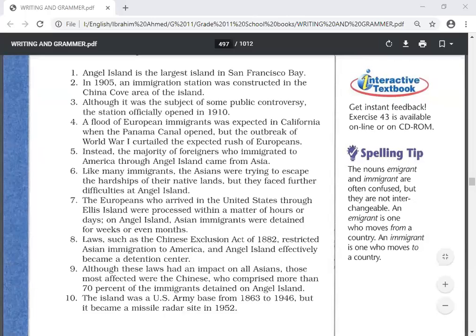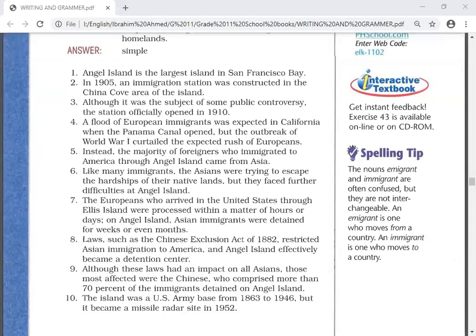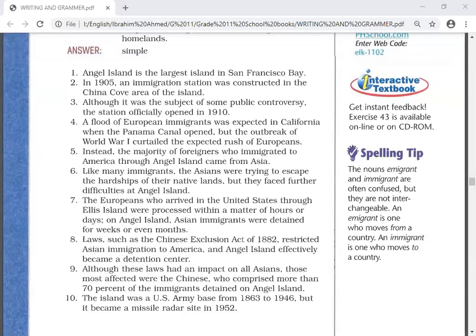Okay, friends, if anybody is ready to answer number 1, you can put your hands up, please. What type of sentence is it? Simple, compound, complex, or compound complex? If you don't put your hand up, we'll pick some people. Ryan is ready. Okay, Ryan, go ahead.